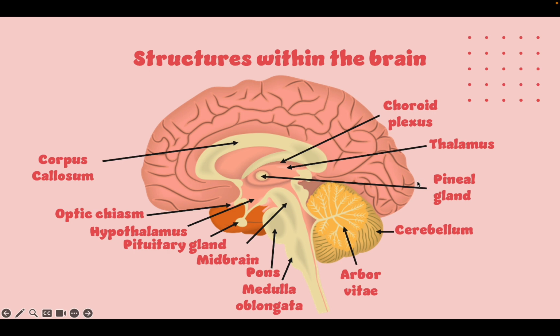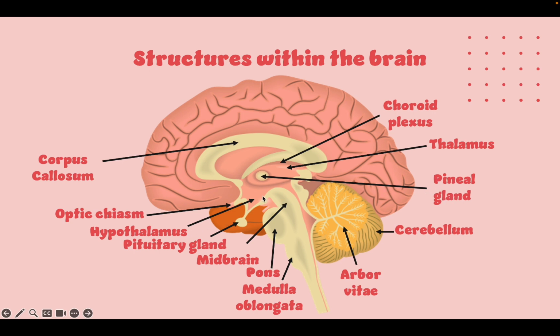We have our pineal gland, which is the second part of the diencephalon. Our pineal gland releases melatonin when there's no blue light. So if you're feeling sleepy, your pineal gland releases the melatonin.